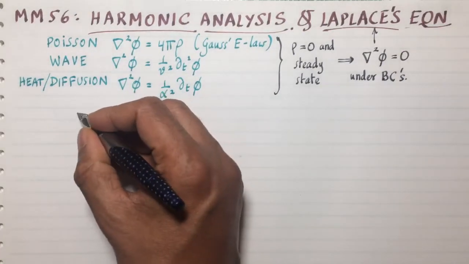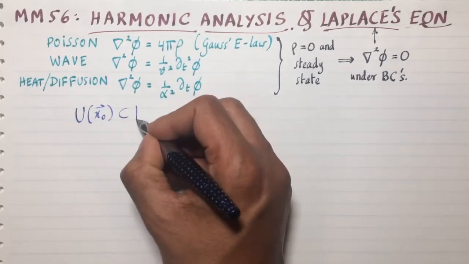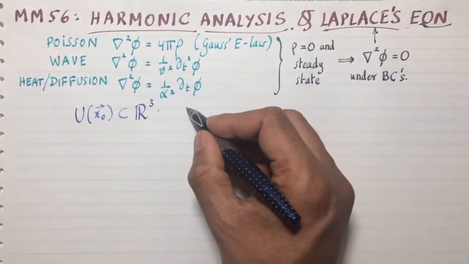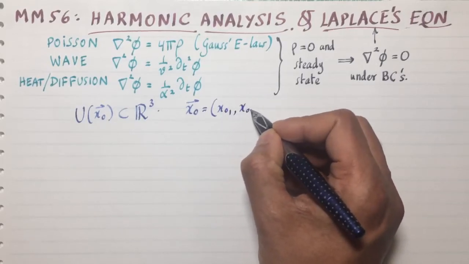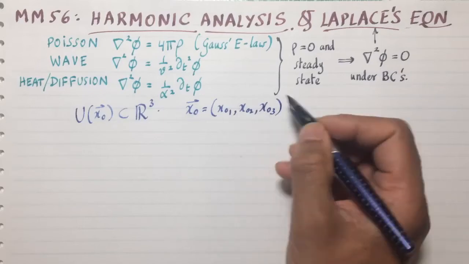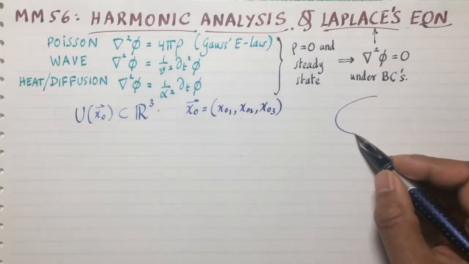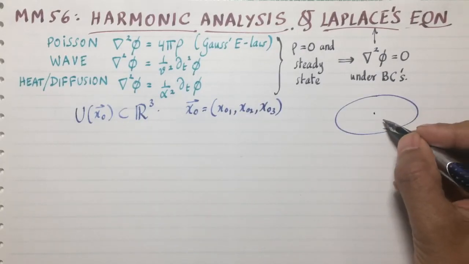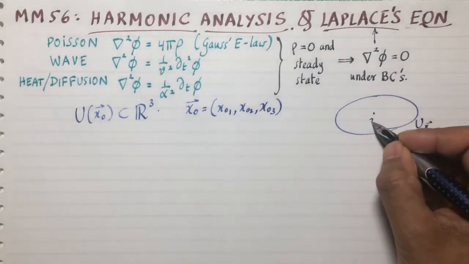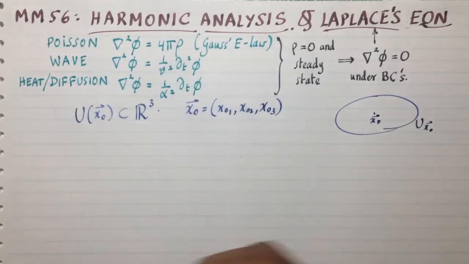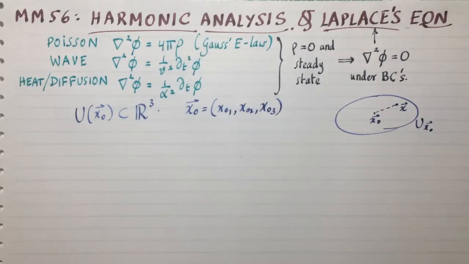So suppose you have a neighborhood of some point x naught in three-dimensional space. So x naught, for example, would be x naught 1, x naught 2, and x naught 3, or x, y, z. Now this U stands for a neighborhood. So we'll look at a little neighborhood U of x naught, which means that if you have the x naught point, we're looking at all the points within a certain distance from the x naught point. So you have some point x there. What can you say about that point?